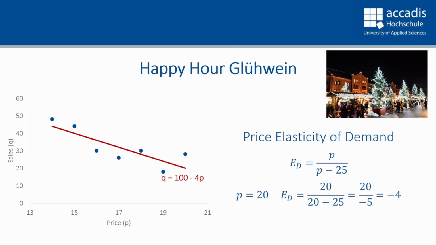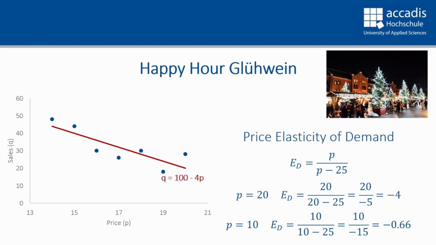So at this high price range, elasticity will also be high. If we increase the price even more, we will lose lots of customers. For a 1% price increase here, we lose 4% of our customers. If the price was low previously, however, it will be different. Let's plug in a price of 10. Then we get an elasticity of 10 over 10 minus 25, which is minus 0.66. So here we would only lose 0.66% of our customers when we increase the price by 1%.